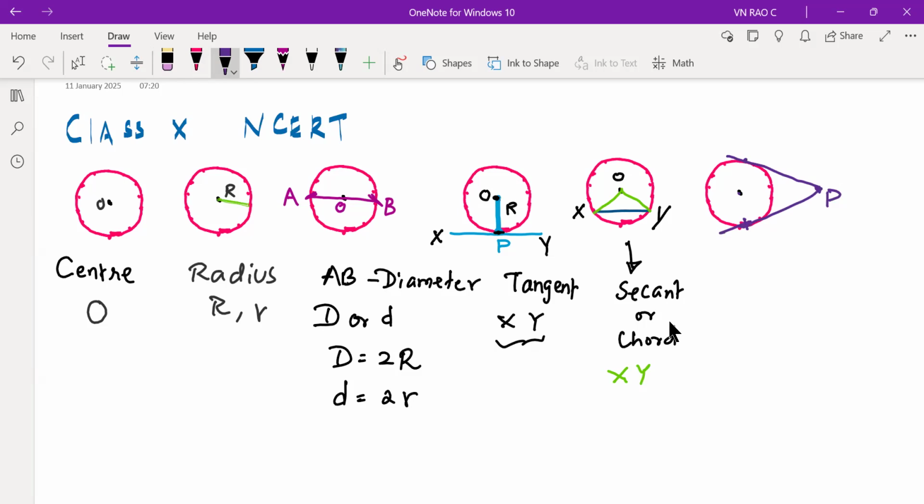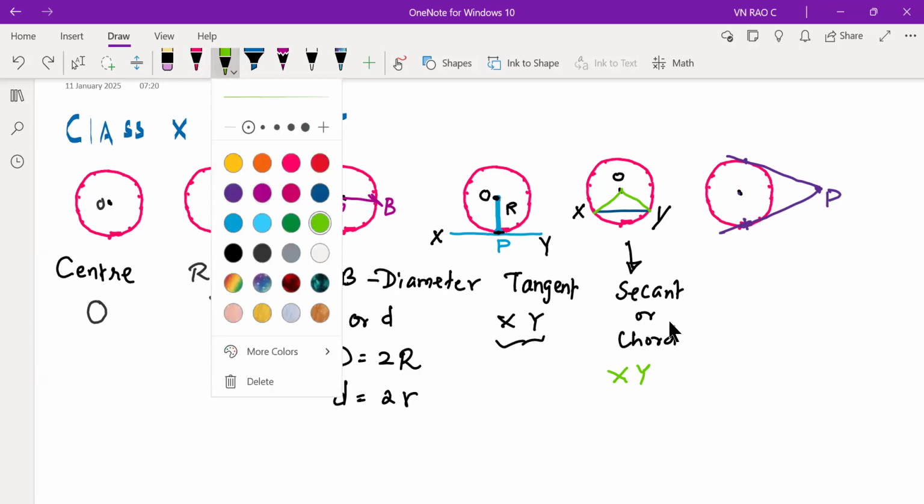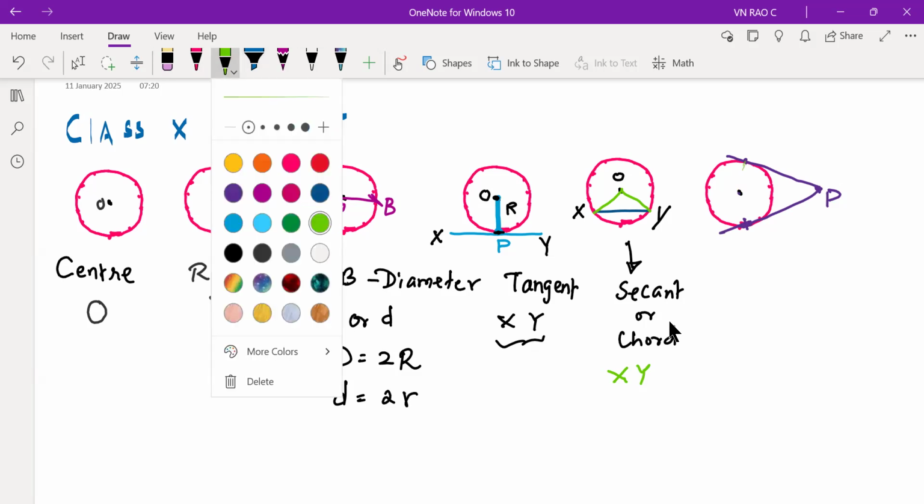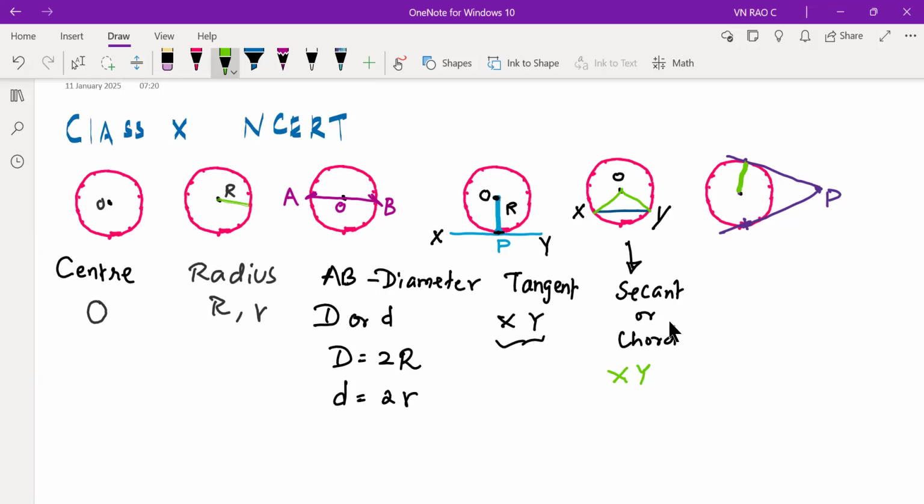The very important thing is that any tangent is perpendicular to the radius. That you should remember. Any tangent is perpendicular to the radius. That is a basic question. This line is the radius, and this is 90 degrees, and this is also a radius, and this is 90 degrees. This is very important to know. But this point is external.